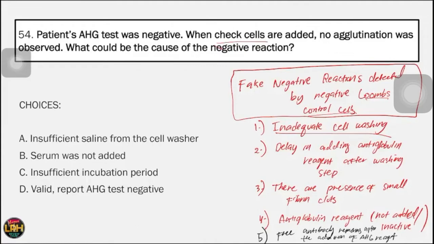So number 54, the answer is letter A. There is insufficient saline from the cell washer, therefore free antibodies are left, causing a negative reaction to the Coombs control cells. Letter A is the answer.